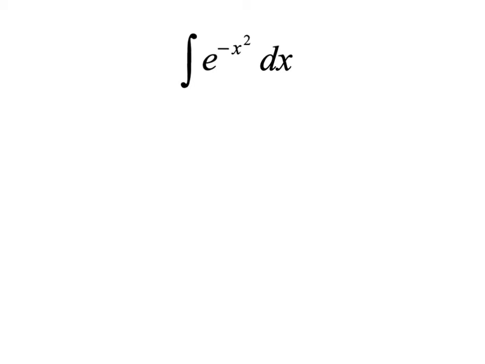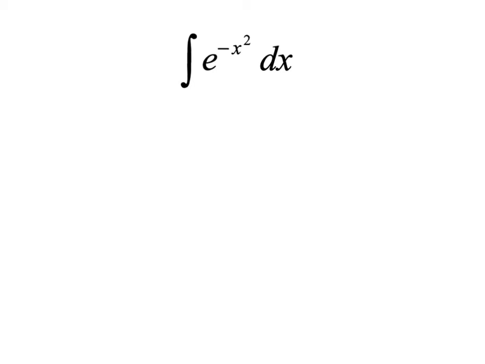So for instance, let's say I wanted to find the integral of e to the negative x squared dx. Well, looking at that, normally we would think about methods such as u substitution. However, that fails here because my u in this case would have to be negative x squared, and there's no du of that, negative 2x, in the original integrand.